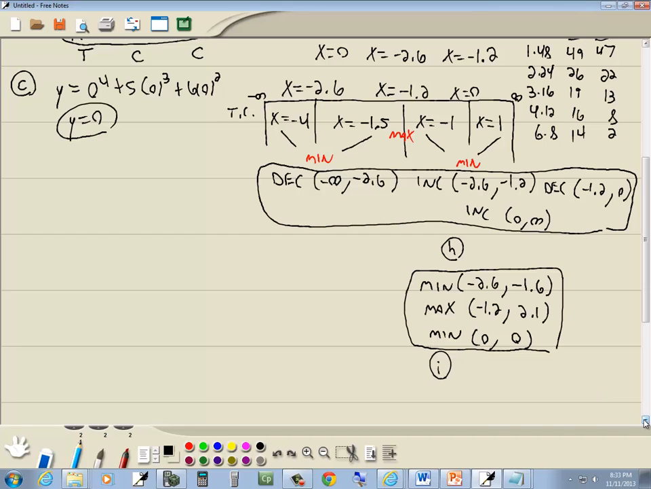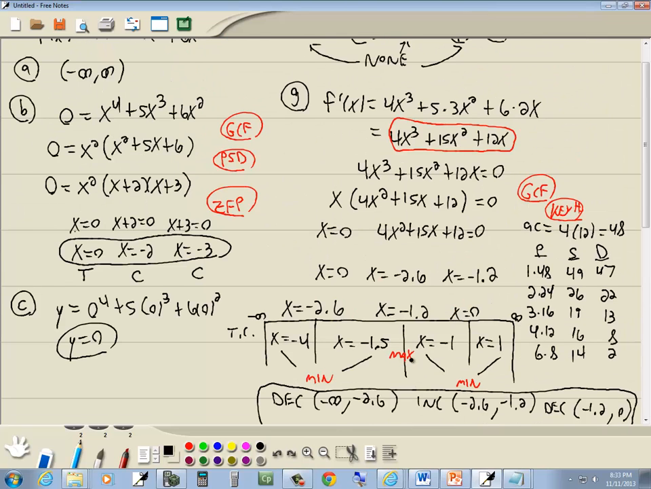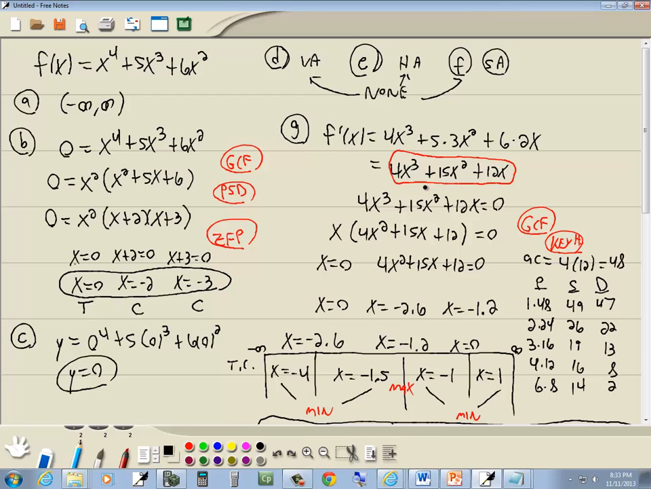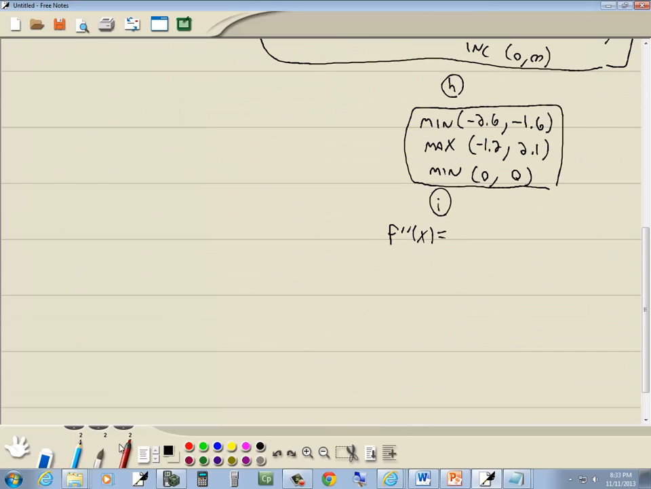I. We're ready for our concavity. So I need to find our second derivative. Well, let's go up. Our first derivative is this right here, 4x to the third plus 15x squared plus 12x. Let me write this down on a piece of paper so I don't have to keep scrolling up. Let me clean that out. There we go. So let me write that down. Our first derivative was 4x to the third plus 15x squared plus 12x. So then we'll take the derivative of it. That'll give us our second derivative, which gives us 12x squared plus 30x plus 12.